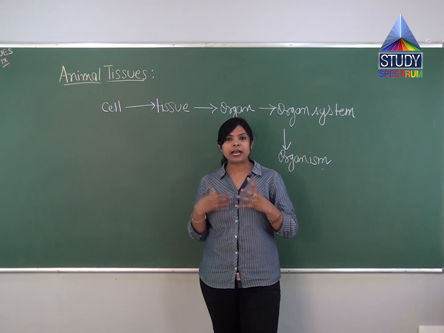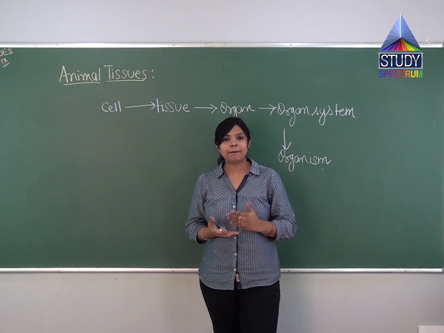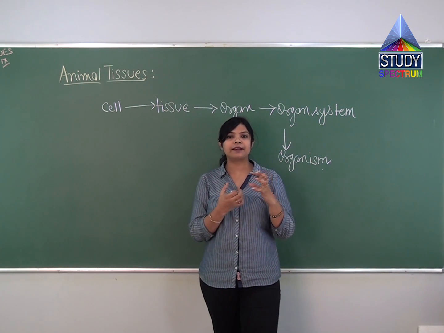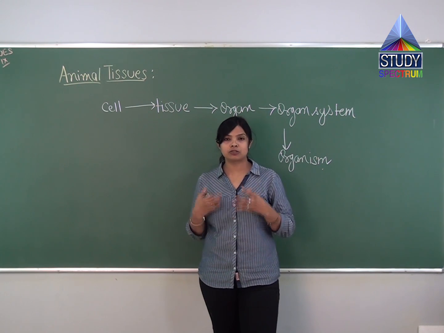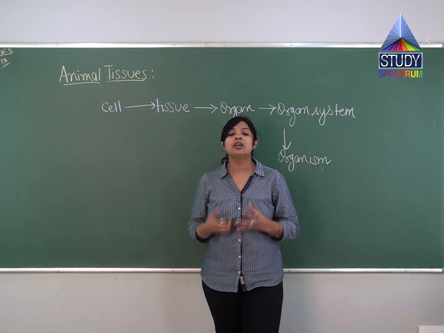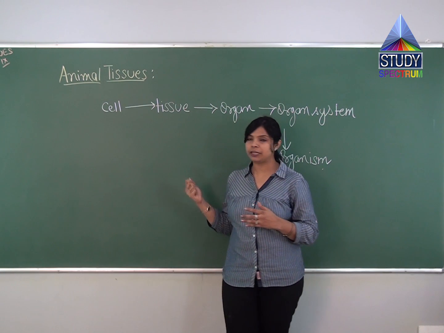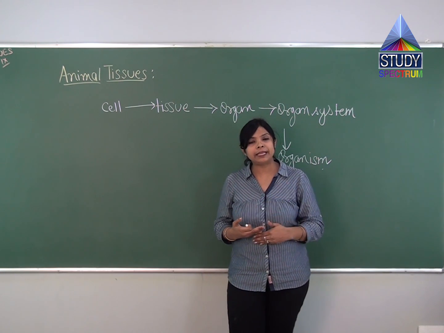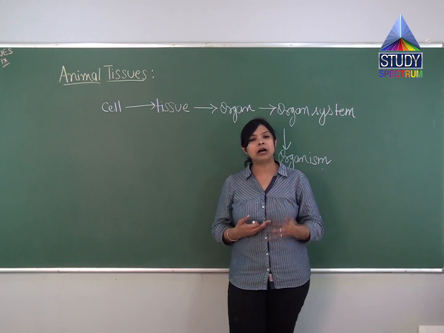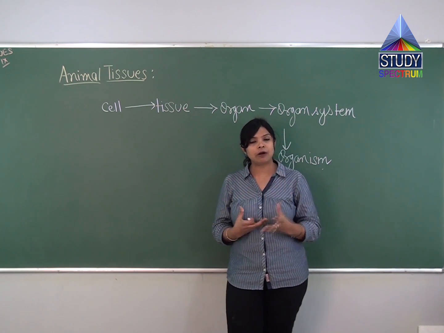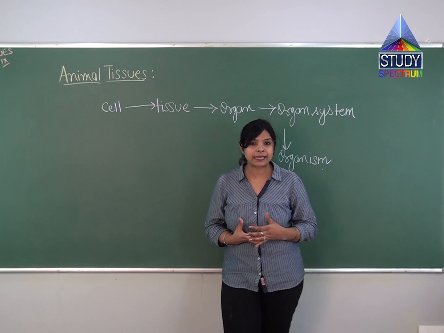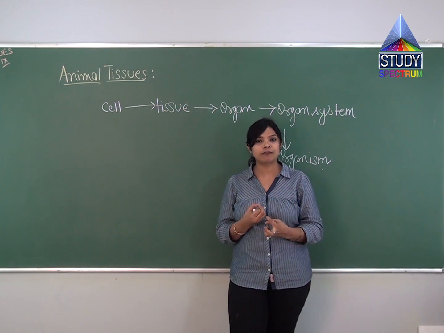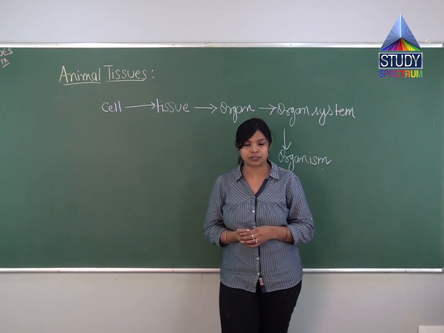So what happens in muscle cells? The contraction and relaxation of these cells result in the movement. Suppose if you breathe in you can feel the movement, if you breathe out you can feel the movement. How does it happen? Because of muscle cells. Cells have the characteristic of movement because of contraction and relaxation.